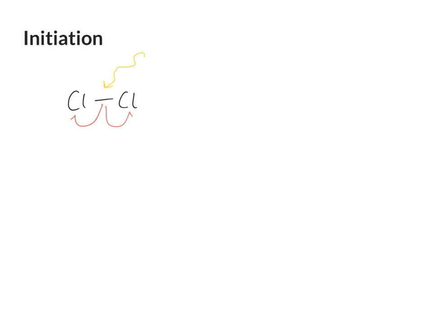Now just to explain the weird arrows, this is a single-headed arrow rather than a usual double-headed arrow. So an arrow like this represents the movement of a pair of electrons, whereas an arrow like that represents movement of a single electron. So that's why we use these particular arrows with free radical substitution reactions, because we're dealing with unpaired electrons. So once this bond's been broken in that way, we then get a chlorine radical on one side and a chlorine radical on the other side. So that's how that first step actually happens.